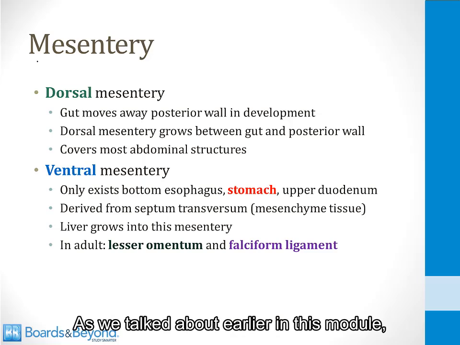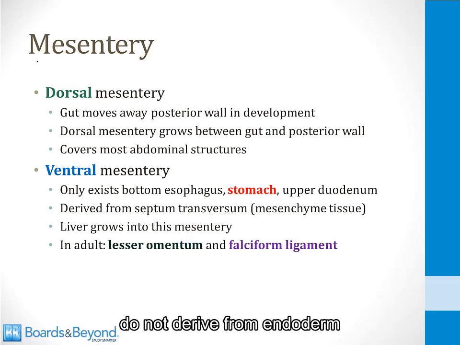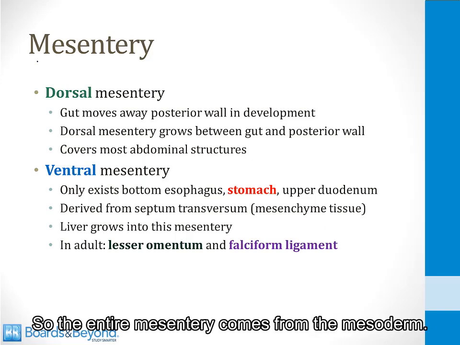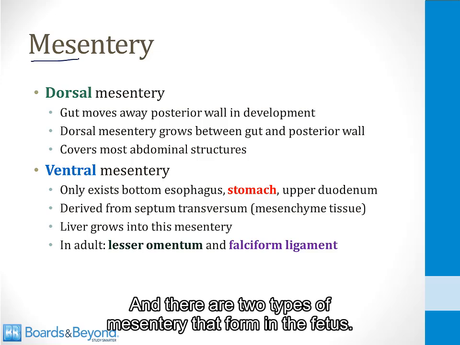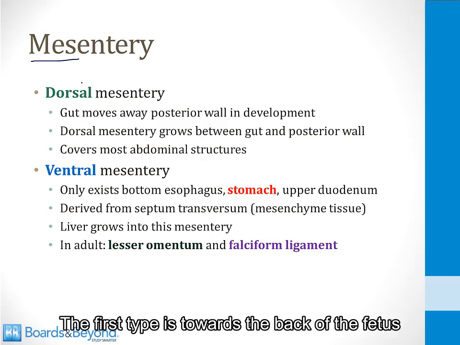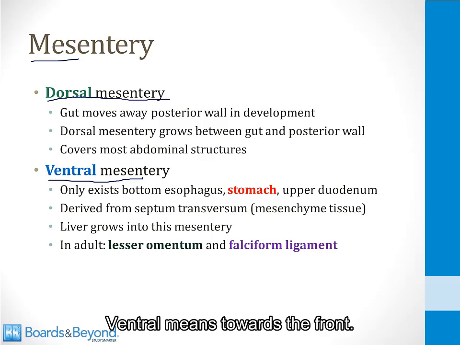As we talked about earlier in this module, connective tissue structures in the abdomen do not derive from endoderm. They come from the mesoderm. So the entire mesentery comes from the mesoderm, and that's easy to remember because it has the word mes in the name of the structure. And there are two types of mesentery that form in the fetus. The first type is towards the back of the fetus. That's called dorsal mesentery. Dorsal means towards the back. And the second type is towards the front. That's called ventral mesentery. Ventral means towards the front.